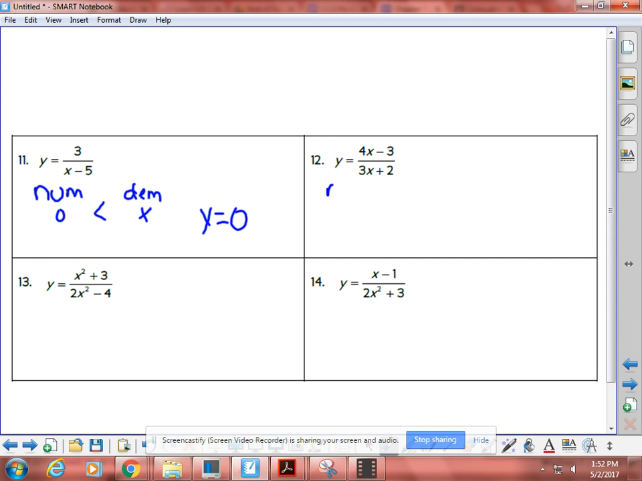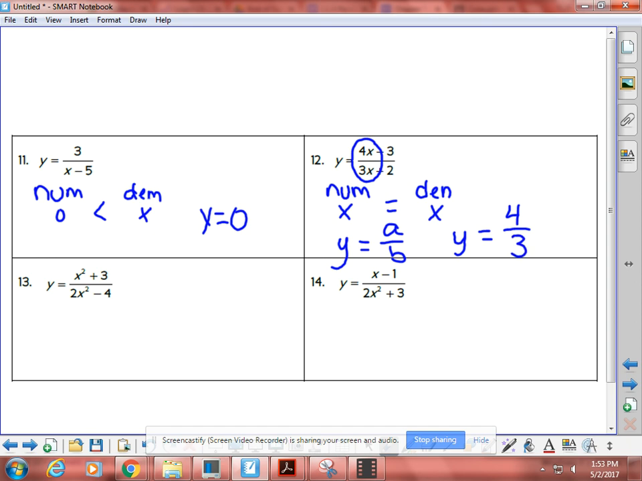Number 12, my numerator is x, my denominator's highest is x, so they're equal to each other. So when they're equal to each other, we do y equals a over b. Okay, so a over b in this case is whatever is attached to my x value, so y is going to be 4 over 3 for this.